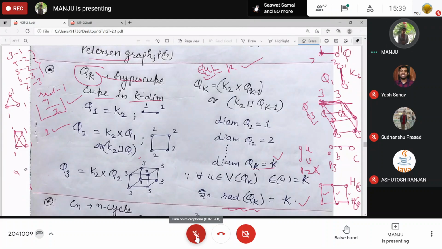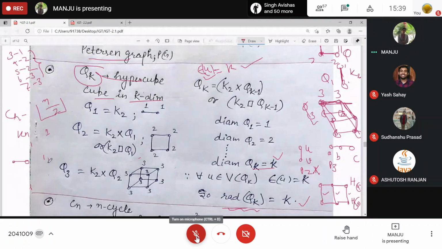Yes, ma'am. What about Pn? This was in case of Cn. This was in case of Kn. What about Pn? Trivial graph, this is 0. Non-trivial, we have done it. 1, 1, right? 1 diameter, 1 radius.